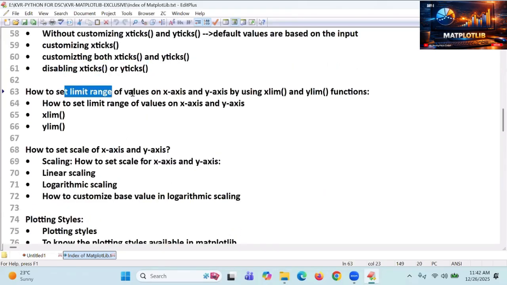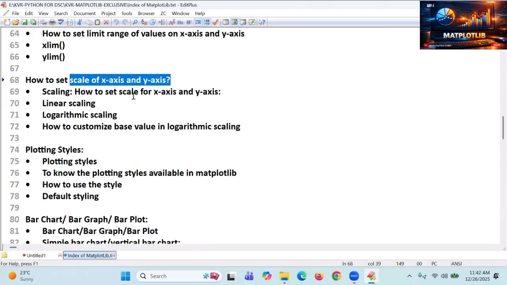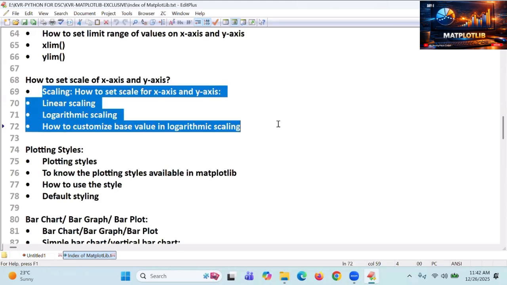Next, how to set the limit range values, xlim and ylim, and how to scale the x axis and y axis. Scaling: in our childhood days, we had graphs, right? The scale you take on the x-axis and y-axis, some scaling like that.